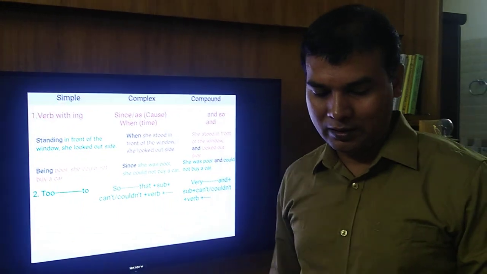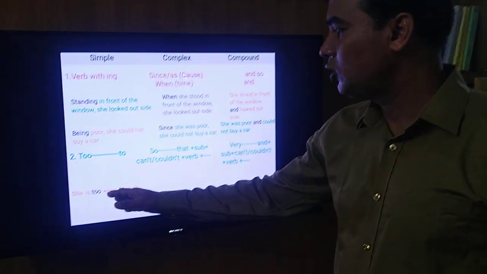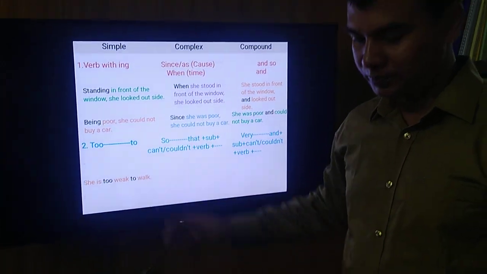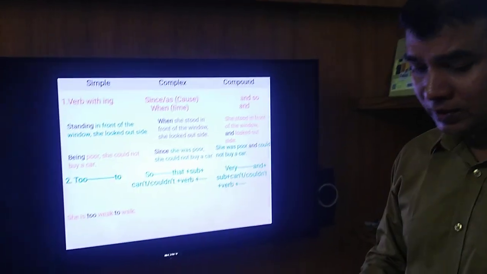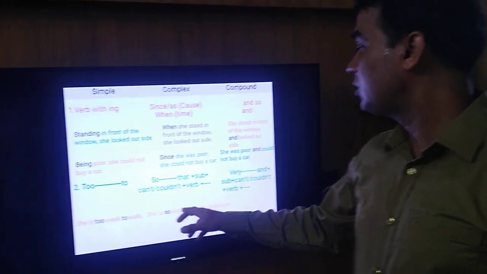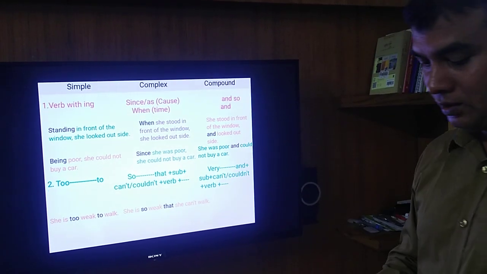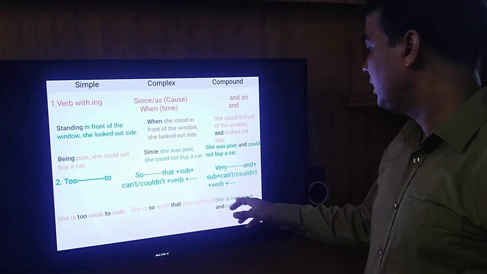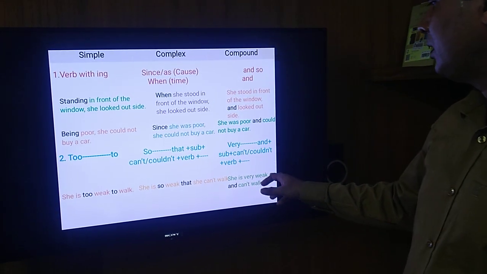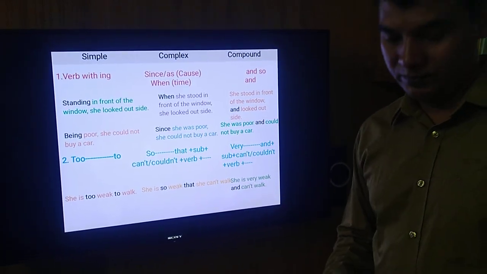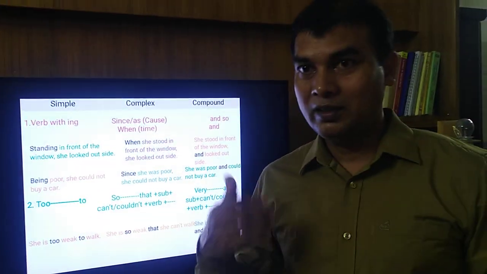Now I will give you an example. She is too weak to work. So the complex sentence would be: she is so weak that she cannot work. And the compound: she is very weak and cannot work. Okay, I think you can understand.